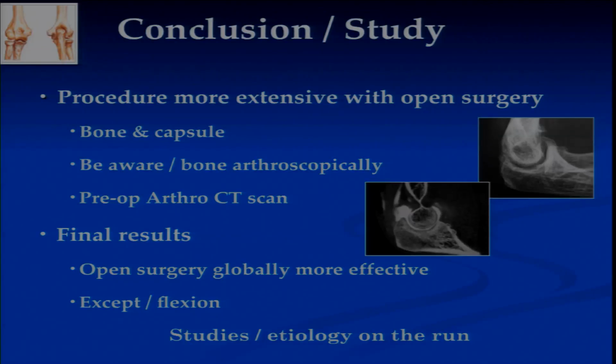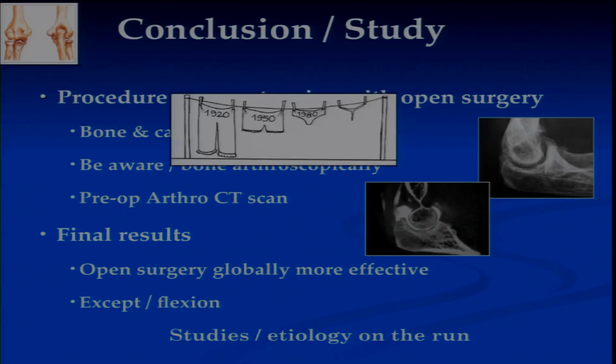At the conclusion of this study, we say that the procedure with open surgery is more extensive, more aggressive, that's normal. Regarding the bone, the capsule, it's much more aggressive than the arthroscopic one, but the final result is in favor of the arthroscopic one. There are still some studies on the run for that. It's like the warming of the planet. It just evolved.